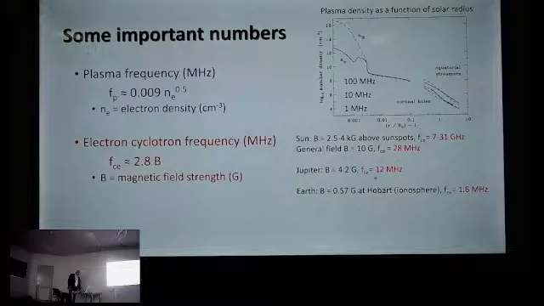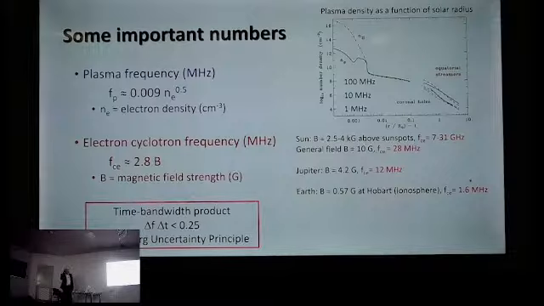For Jupiter, Jupiter's field is actually fairly strong even compared to the sun, and the radiation is around 12 megahertz, which is again in the shortwave band. And for the Earth itself, the electron cyclotron frequency is around 1.6 megahertz, and most of that radiation is actually blocked from being seen at the ground by the ionosphere. We'll come back to that shortly.